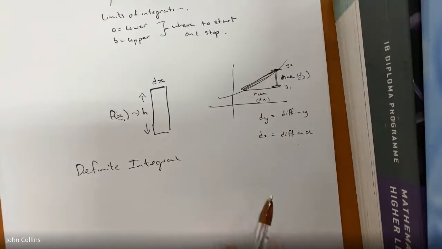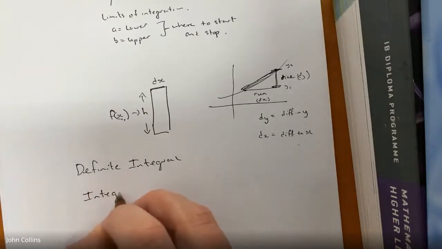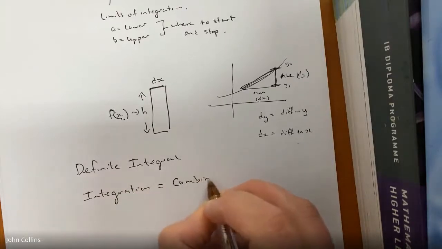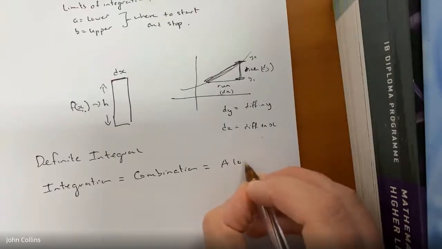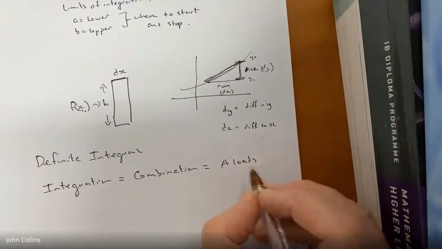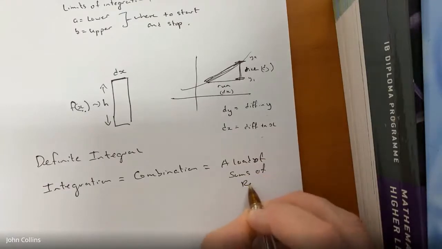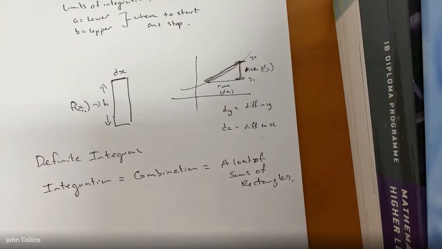An integral means to combine, to integrate, and that's where the word came from. Integration is just another name for combination. And what's it a combination of? It's a combination of a load of sums of rectangles. To simplify it down, it's all the same thing, so it's not a scary thing.